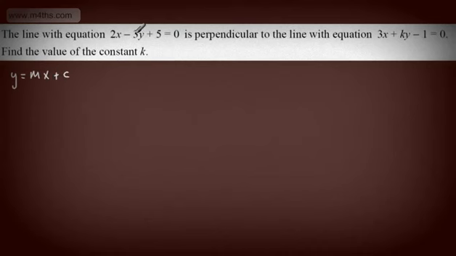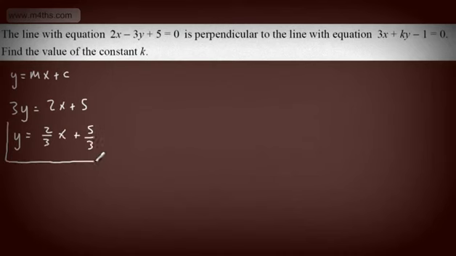So if we look at the first one now, we can write this, add in 3y to both sides. 3y is equal to 2x plus 5. I'm now going to divide both sides by 3, so y is going to be equal to 2 over 3x plus 5 over 3. So the gradient of this line right here is 2 over 3, or 2/3, and that's a positive gradient.